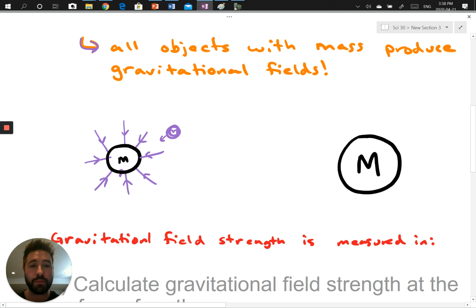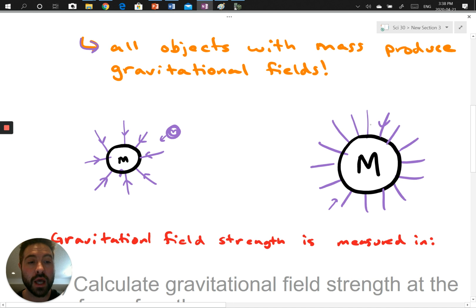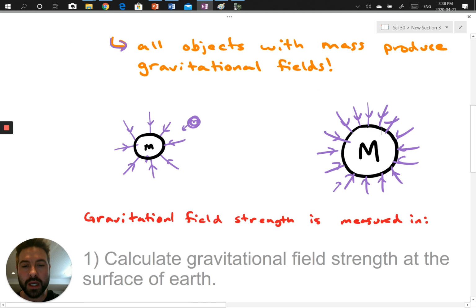Now, if I had a big mass relative to this smaller mass, how I would show that with my field lines is I would just have a lot more field lines pointing to this large mass to show that I have a stronger gravitational field. Okay. Now, how do we measure a gravitational field?